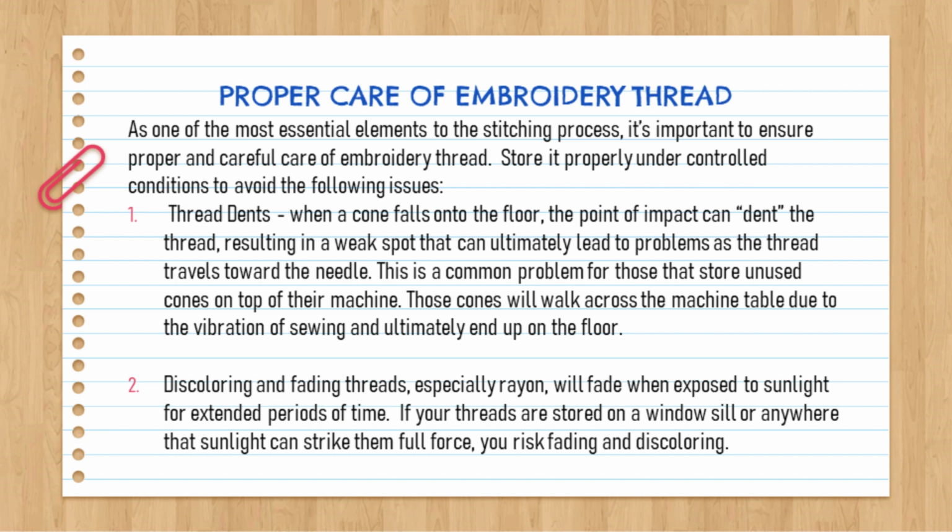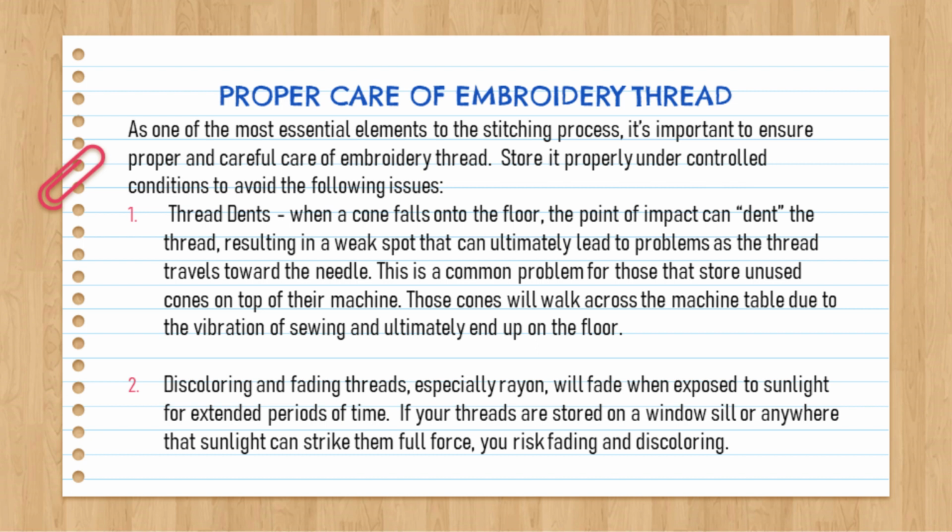This is a common problem for those that store unused cones on top of their machine. Those unused cones will walk across the machine table due to the vibration of sewing and ultimately end up on the floor. 2. Discoloring and fading. Threads, especially rayon, will fade when exposed to sunlight for extended periods of time.